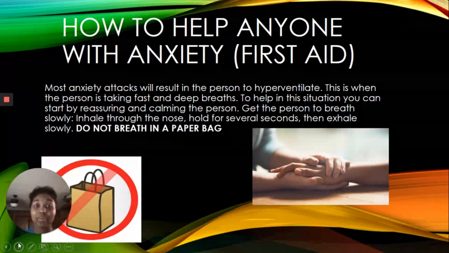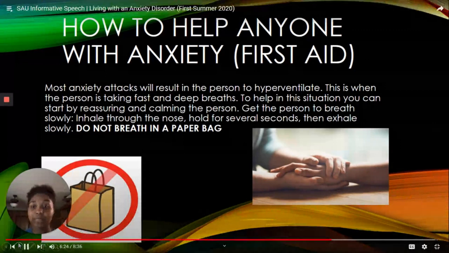The second thing you can do is to help get their breathing rate down. Do this by helping them breathe in slowly. Inhale through the nose, holding for several seconds, and then exhaling slowly. Do not breathe through a paper bag. Oh, we see this in movies and sometimes think it's a good idea. It's actually highly not recommended.